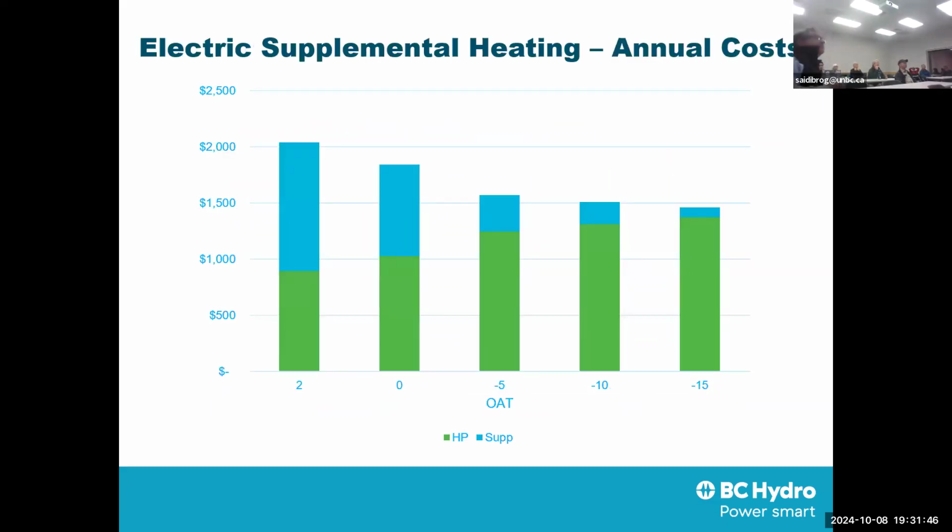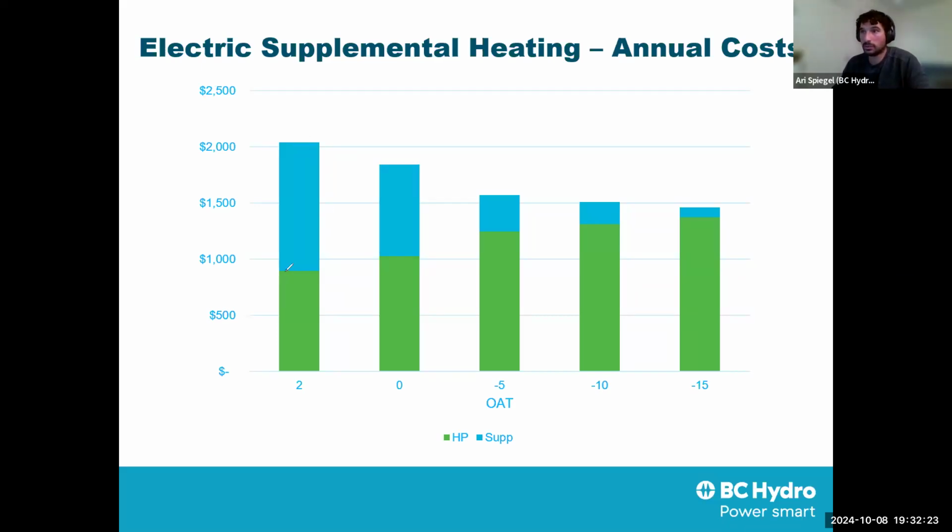Very good. Okay, so let's talk annual operating costs for electric supplemental systems. The green on the graph represents the cost for the heat pump, the blue the cost for an electric supplemental system, and these outdoor temperatures in Celsius are different switchovers. Depending on how you size your system, the annual operating costs are going to be different depending on your reliance on supplemental. At 2 degrees, we can see here we have over $2,000 in cost to heat the home every year.